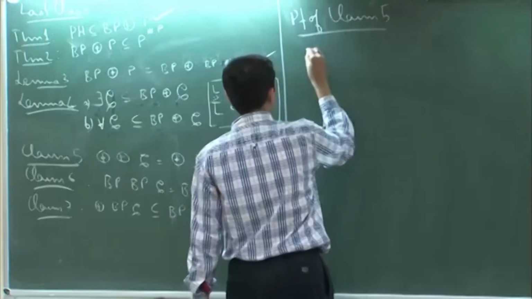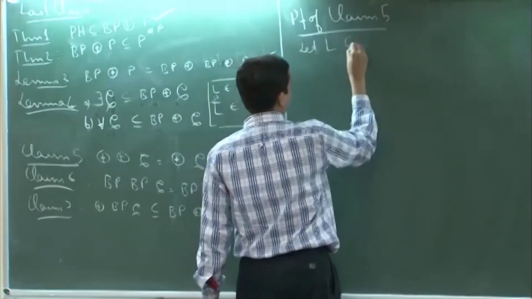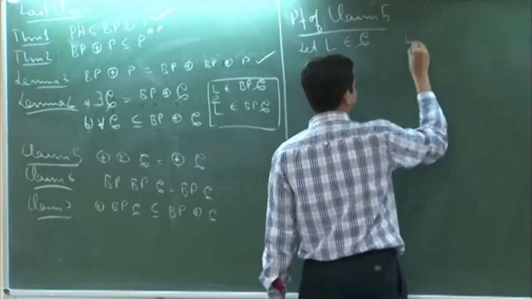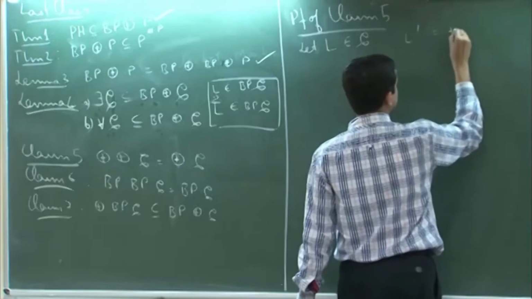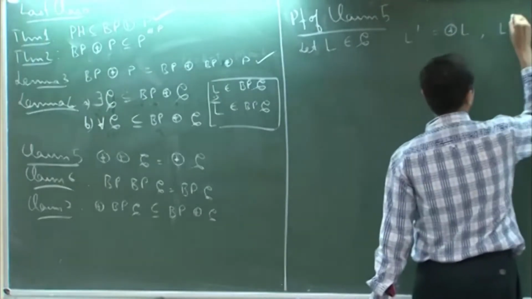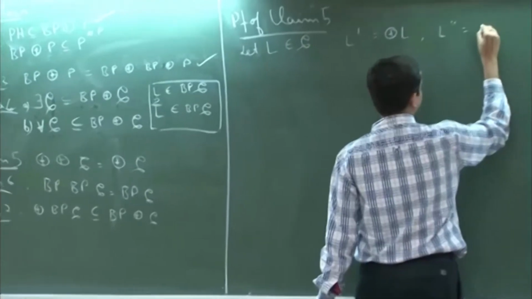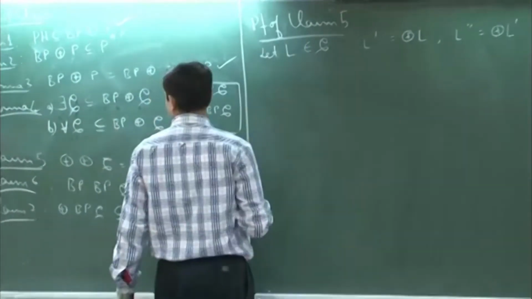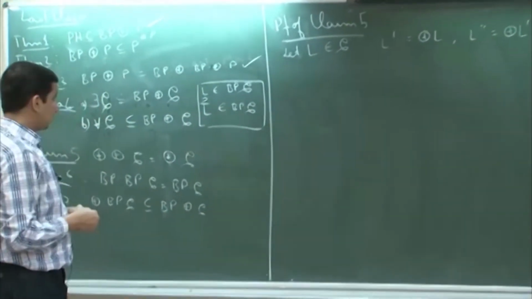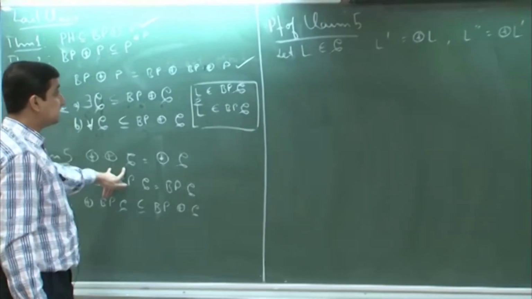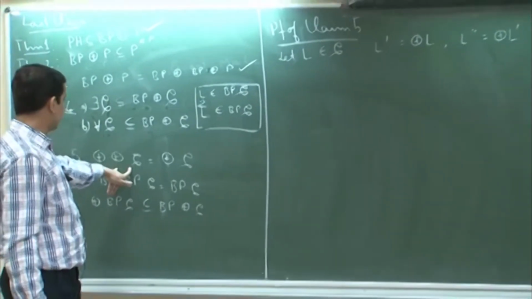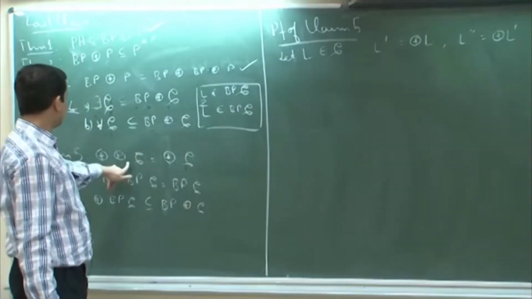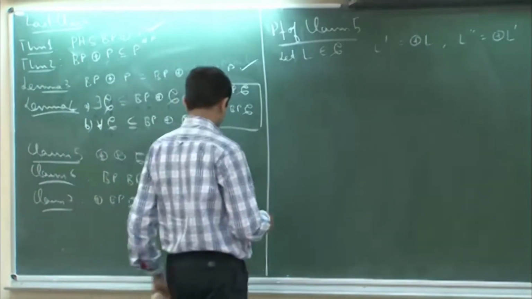Let L be some language in C, and define L prime to be parity L and define L double prime to be parity L prime. Then what we want to show is that L double prime is contained in parity C, and in fact what we will show is that L double prime is the same as L prime.